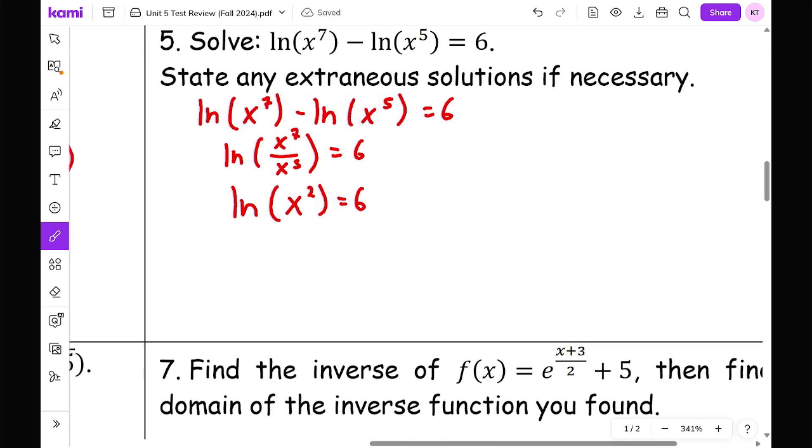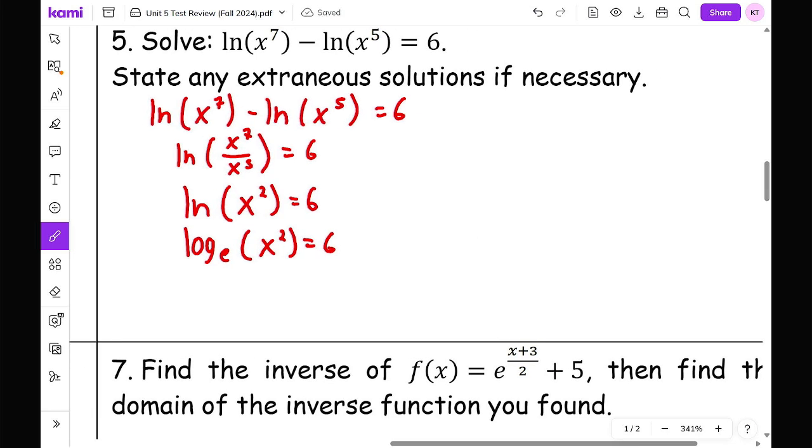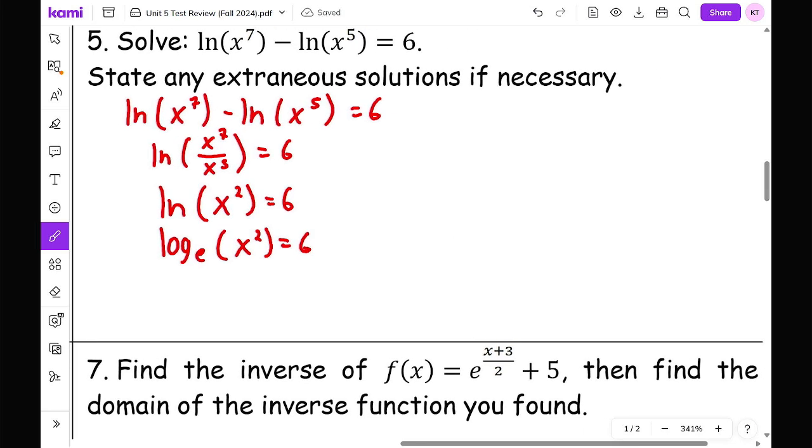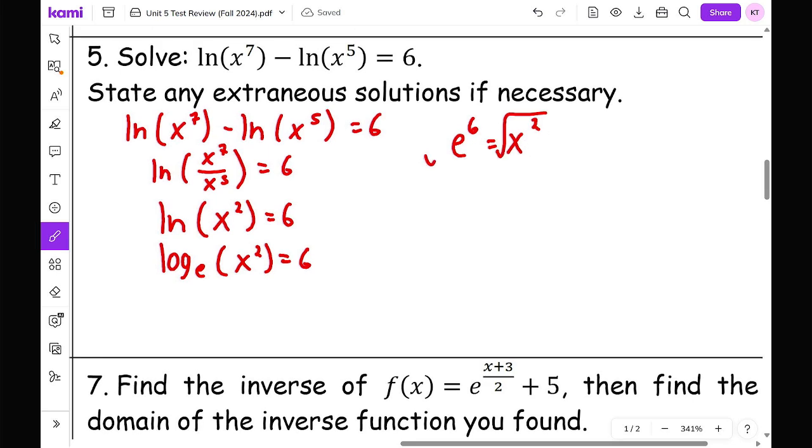And again, a natural log is just a log with a base e. So I'm going to rewrite that as that there. And now I'm going to convert this to exponential form. So I'll have e to the power of 6 is going to equal x squared. Then I take the square root of both sides to get x by itself. So x is going to be equal to plus or minus e to the power of 3.